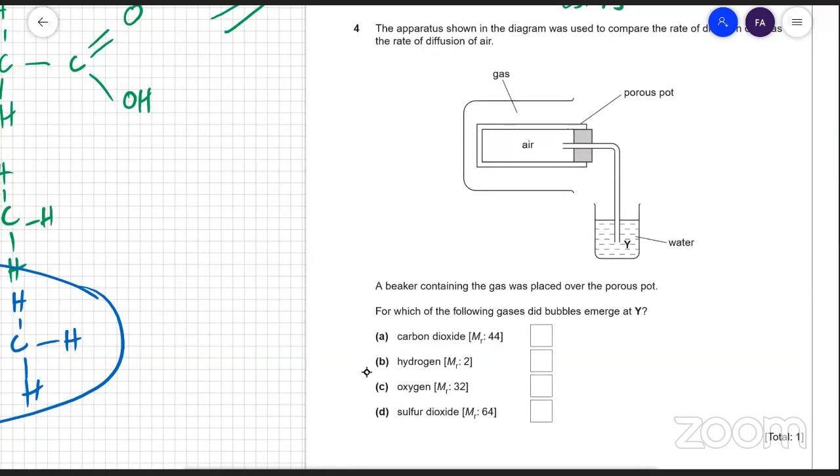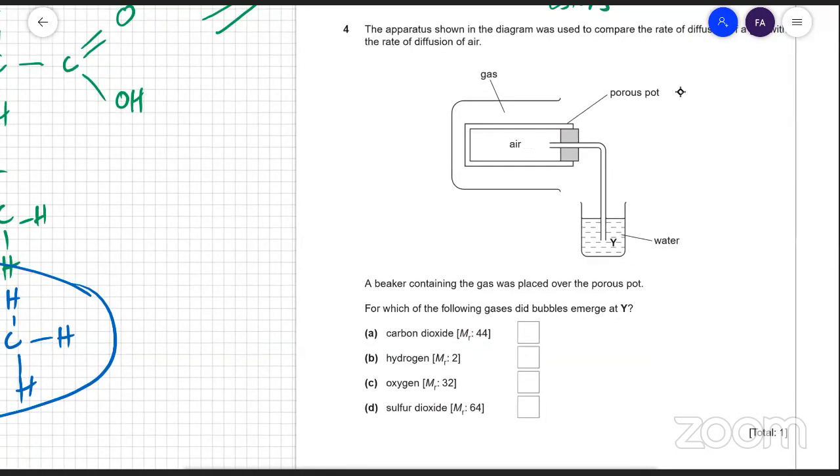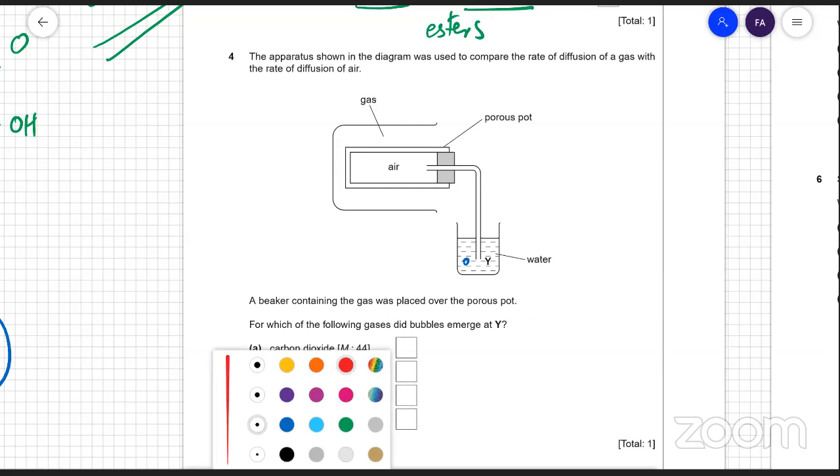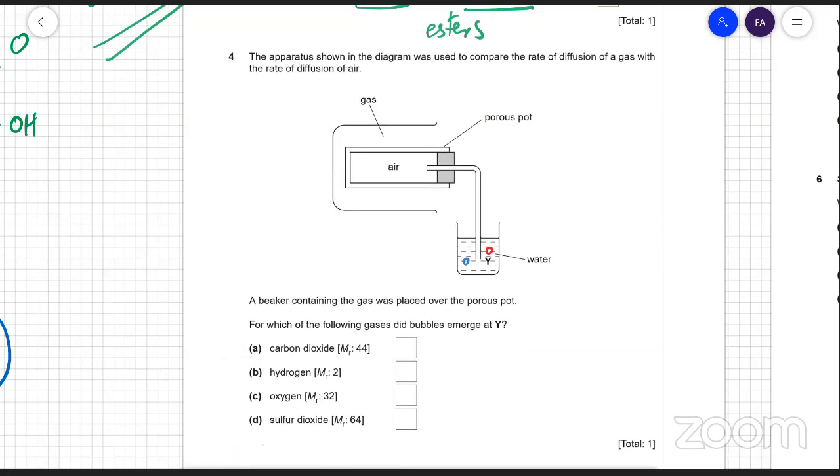The next part of the question is: apparatus shown in the diagram was used to compare the rate of diffusion of a gas with the rate of diffusion of air. Now, a beaker containing the gas was placed over the porous spot. For which of the following gases did bubbles emerge at Y? Now, bubbles emerging at Y, what does that indicate? That indicates only one thing.